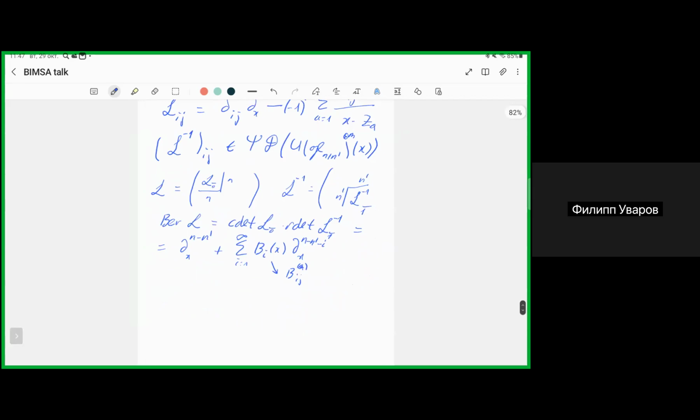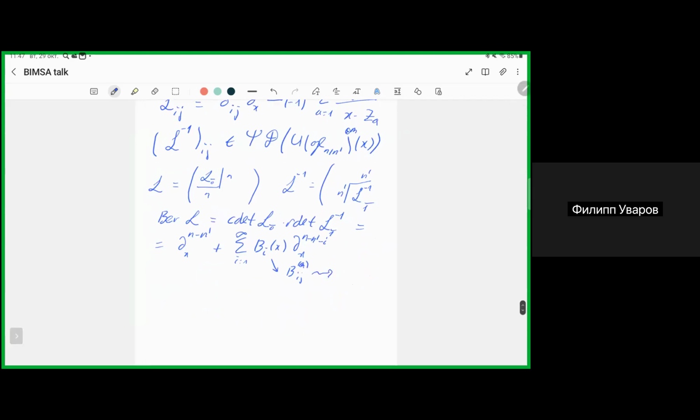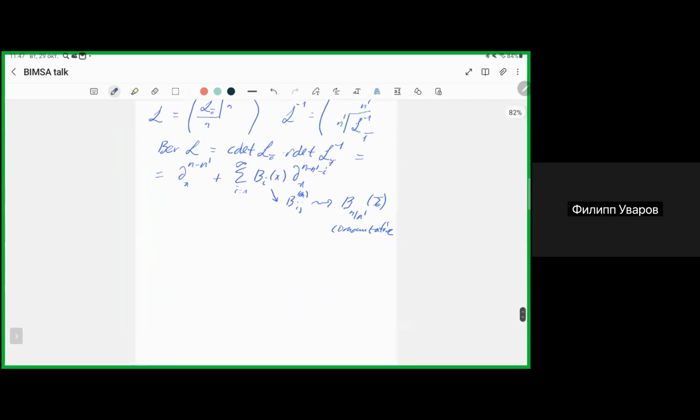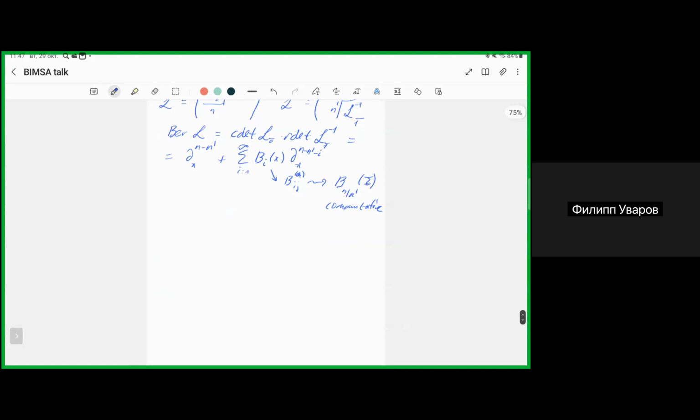And then you actually generate by it the Bethe subalgebra of the super Gaudin model that depends on z. And this is actually commutative, not supercommutative, commutative inside U(gl_{N|N'}) tensor N. Okay, so the same construction, we did with pseudo-differential operators and the Berezinian.